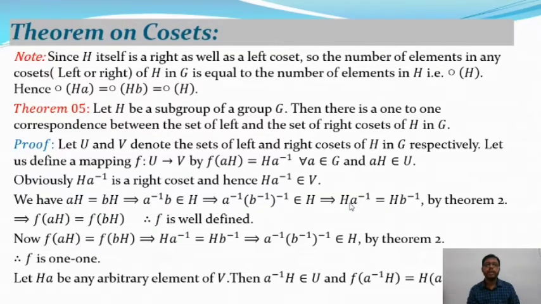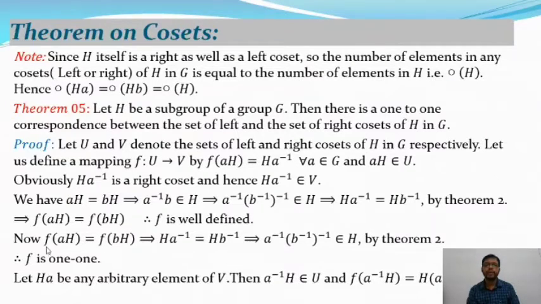That means HA inverse is equal to HB inverse. By applying the second theorem on coset, we will get this one. So this implies f of AH is equal to f of BH. That means HA inverse is equal to f of H. So applying the above relation, from the last equation we will get f of H is equal to f of BH. Therefore f is a well defined function.